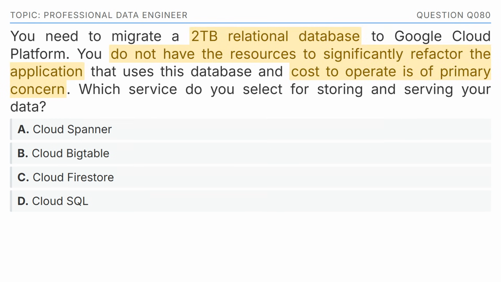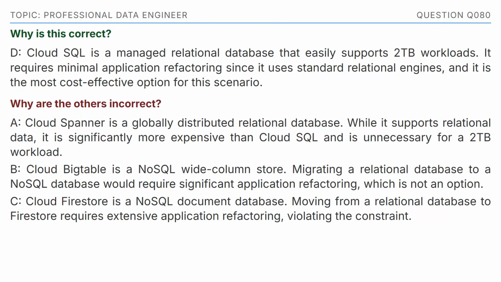To arrive at the correct answer, we focus on the keywords 2 terabyte relational database, do not have the resources to significantly refactor the application, cost to operate is of primary concern. The correct answer is option D, Cloud SQL. Why is this correct? D. Cloud SQL is a managed relational database that easily supports 2 terabyte workloads. It requires minimal application refactoring since it uses standard relational engines, and it is the most cost-effective option for this scenario. Why are the others incorrect?